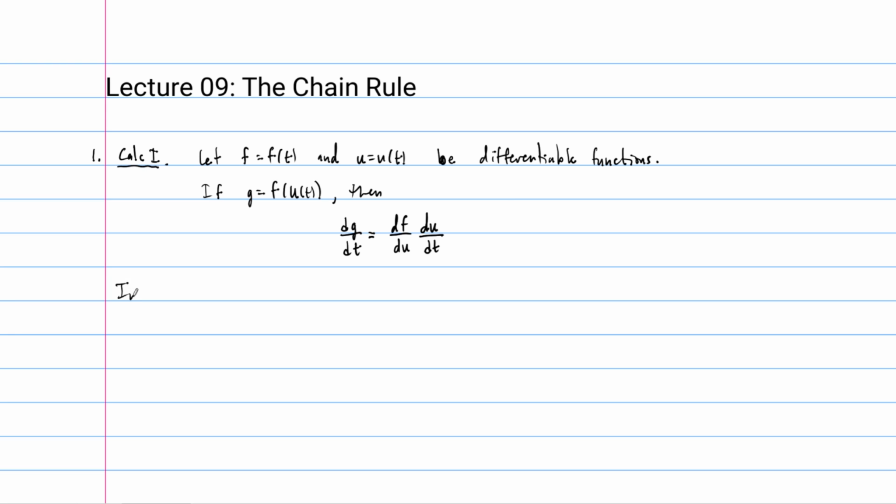So now in Calc 3, we have functions of more than one variable, right? So in Calc 3, here's our scenario. This time I'll write it out a little bit differently so that maybe the symbols will be a little more clear. If f is a function of both x and y, and x and y are both functions of t themselves, now we can see how this is going to fit together, right? So y is a function of t also, and suppose that these are all differentiable functions.